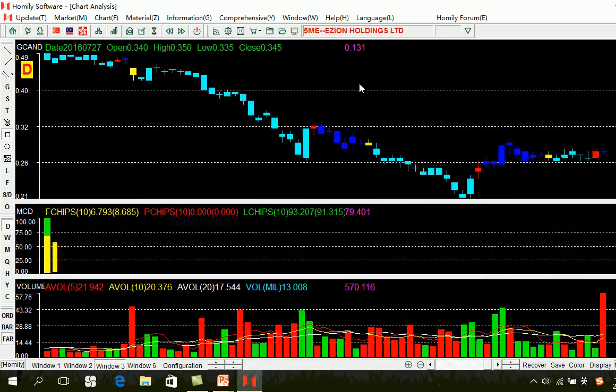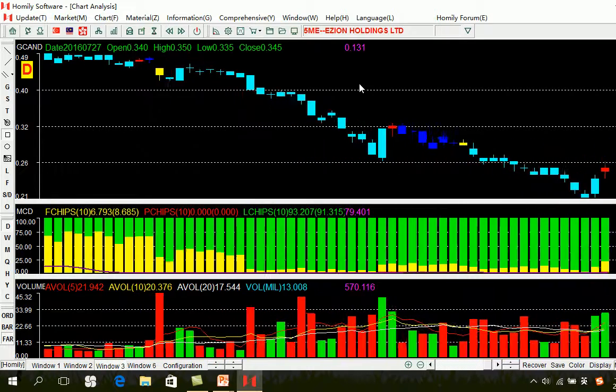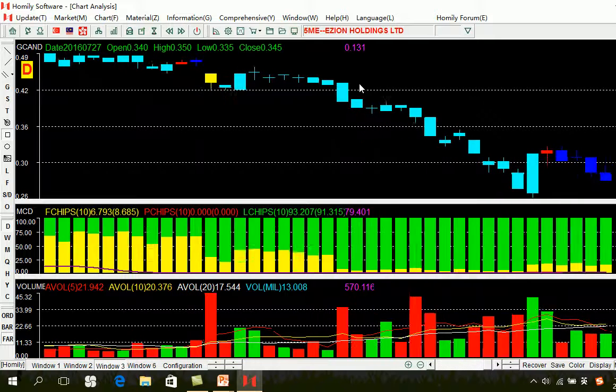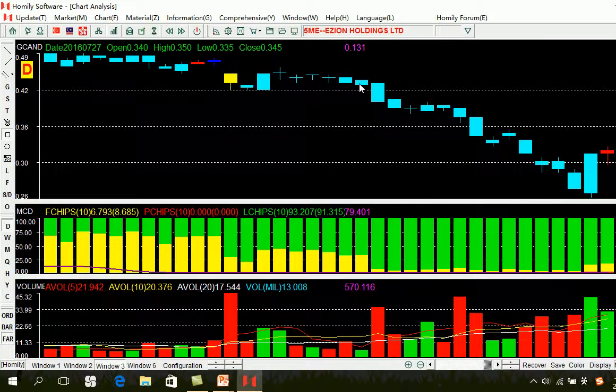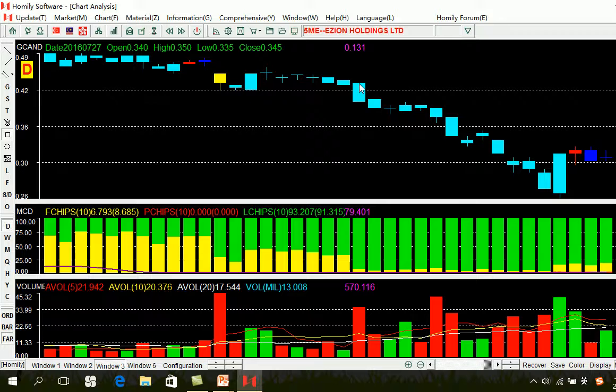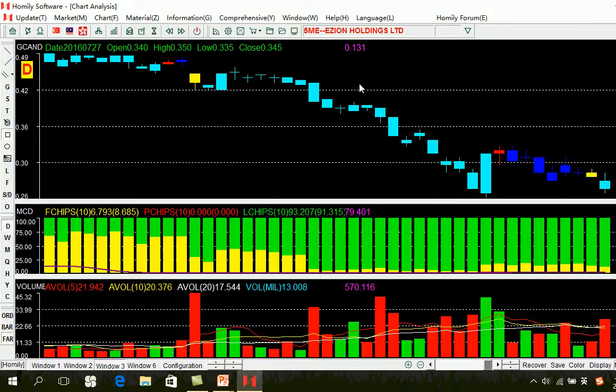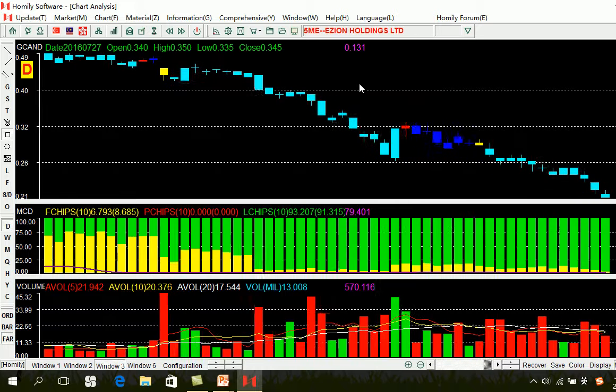So if you see here, the red candlestick is the buy point, right? Then blue candlestick is hold money, hold stocks. Yellow is sell. Then light blue is hold money.